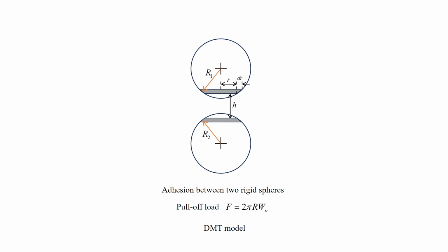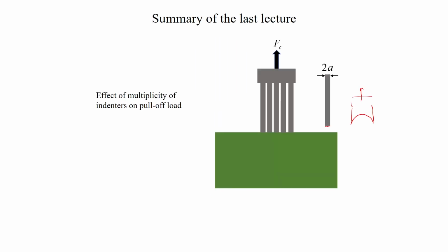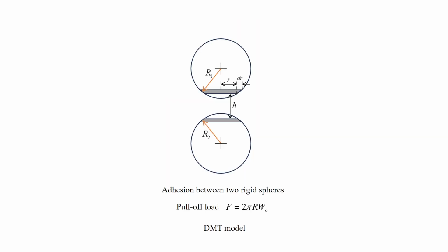Then we started discussing this particular problem, adhesion between two rigid spheres. Remember that previously our discussion was centered on adherends or indenters or an elastic half space, which are deformable. But now in this problem we started discussing the case where two adherends, for example two spheres, are rigid. They are not deformable, so what will be the pull-off load between them?